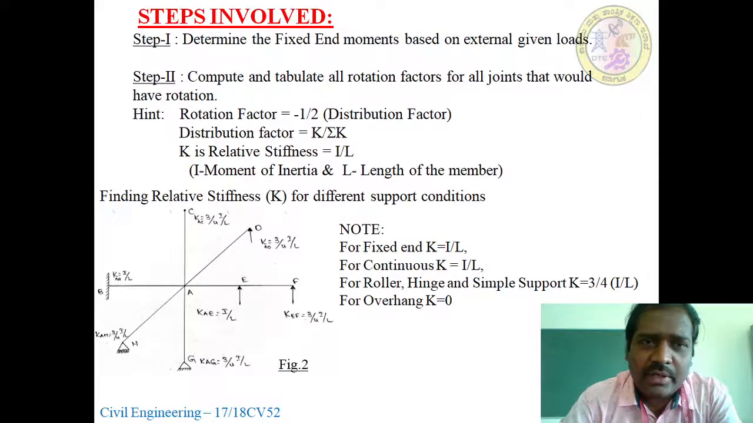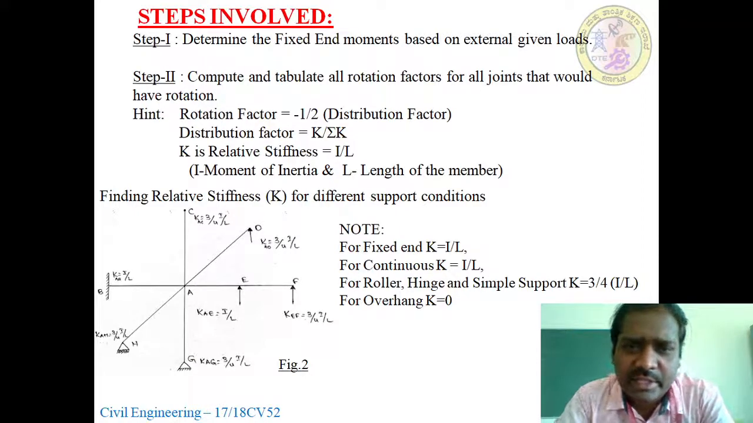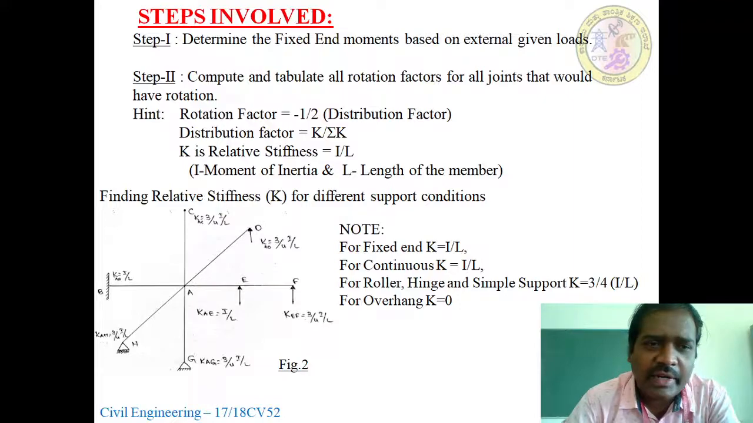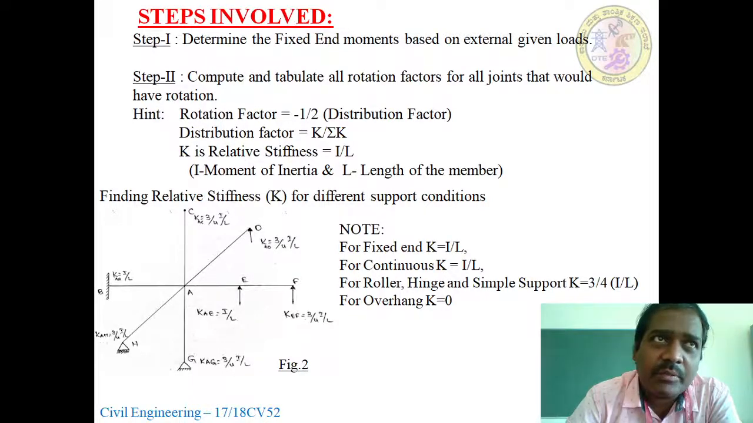In the second step, compute and tabulate all rotation factors for all joints that would have a rotation. The rotation factor is equal to half of the distribution factor. Already you have tabulated the distribution factor in the moment distribution method. The distribution factor is the relative stiffness to the summation of the relative stiffness for the particular joint. K is the relative stiffness, the moment of inertia to the length of the member. You have already considered how the K value is found for different support conditions in the moment distribution method.